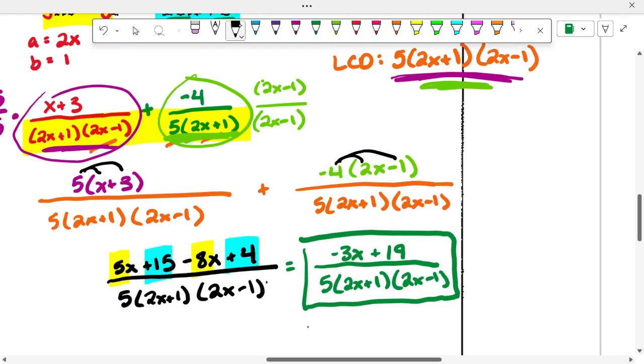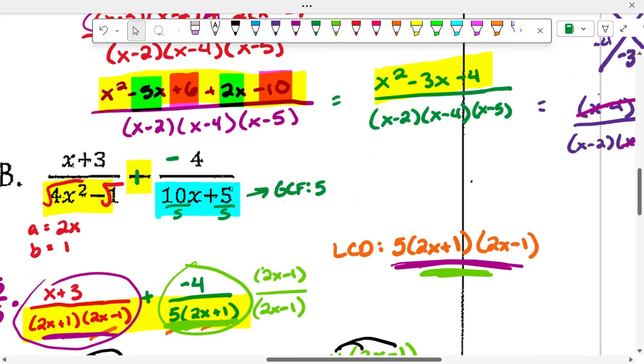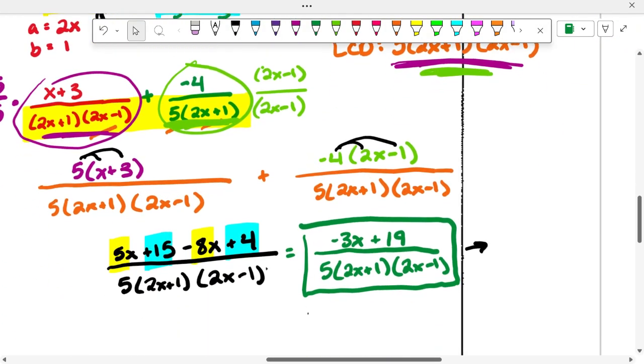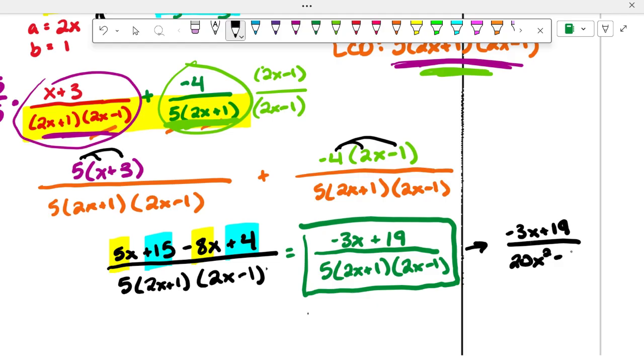Now, if you wanted to take a step further, you could have box method and then distribute the bottom. But here's a little trick. You technically already know what 2x plus 1 times 2x minus 1 is because it's what we started with originally. Then you just got to multiply 5 to it. So this would have been negative 3x plus 19 over 20x squared minus 5. Again, if you get here, I'm happy. Because Murphy is a happy camper if you can get to that point, what's in the green.